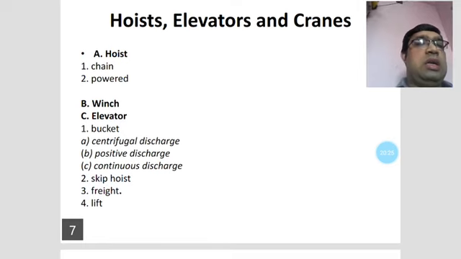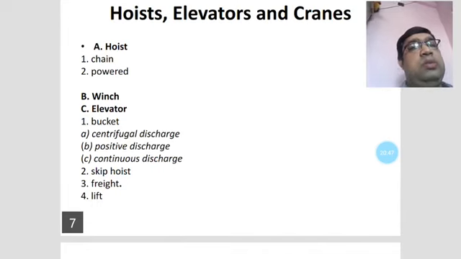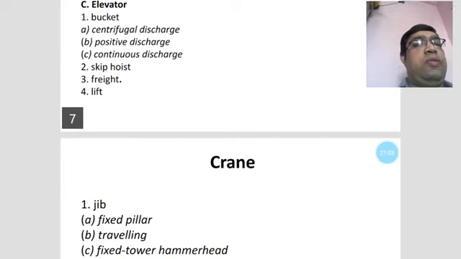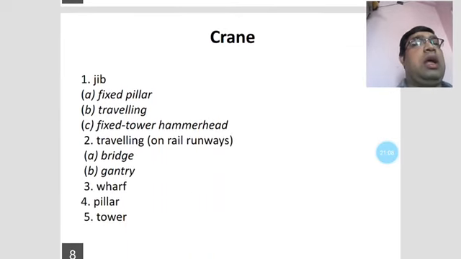The bucket is essential, and centrifugal discharge is also essential in these systems, and positive discharge is also required in the elevator. There is negative discharge, which goes in the downward direction, and continuous discharge is also required in the elevator. The skip hoist is also essential in the classification of hoists, elevators and cranes, and a lift is also required, which goes from the ground floor to the top floor, like in different types of multi-storey buildings. This is essential for the lift. Another thing to concentrate on is the crane.